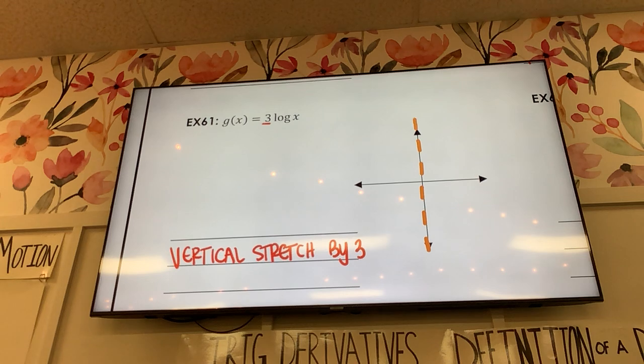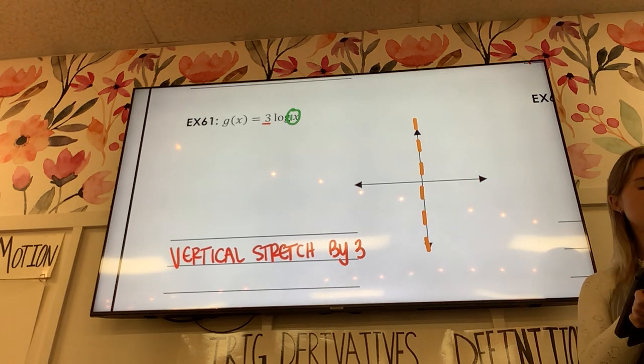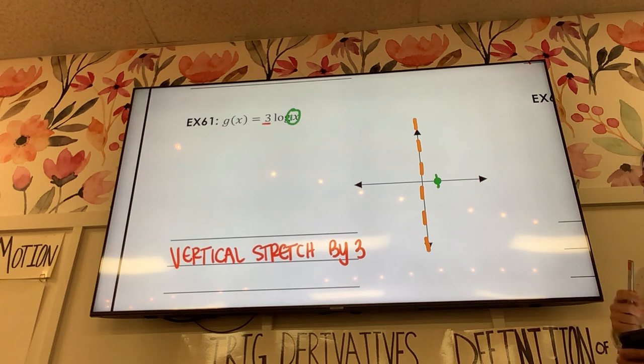All right, so on 61, the 1 in front of the x is your initial condition. And we are not going up, down, left, or right, so your initial condition is just going to be at 1. And it would be 1 away from your asymptote.